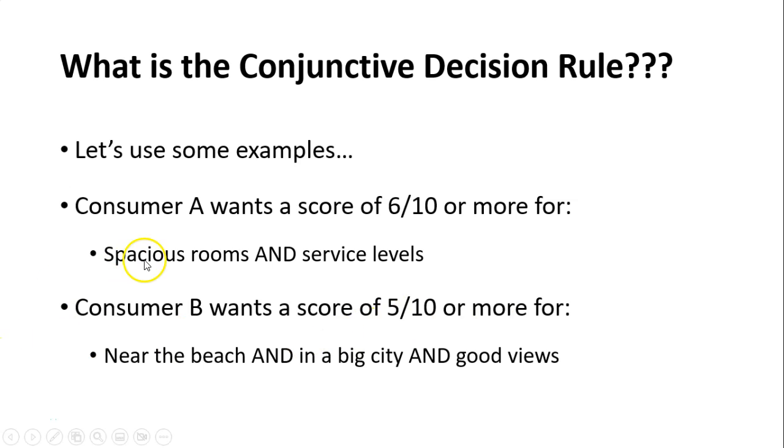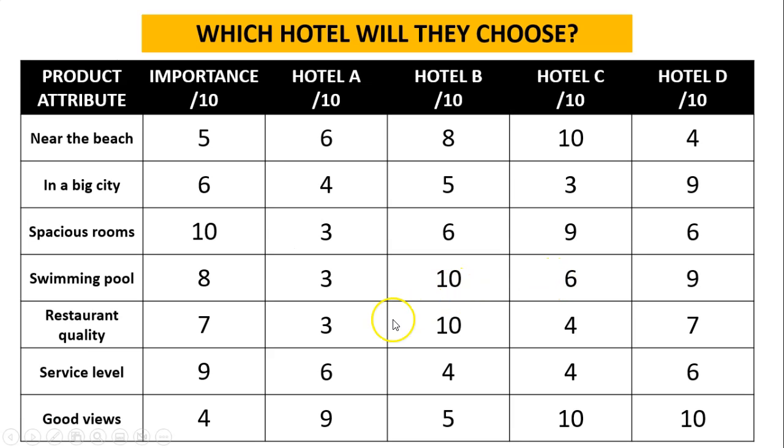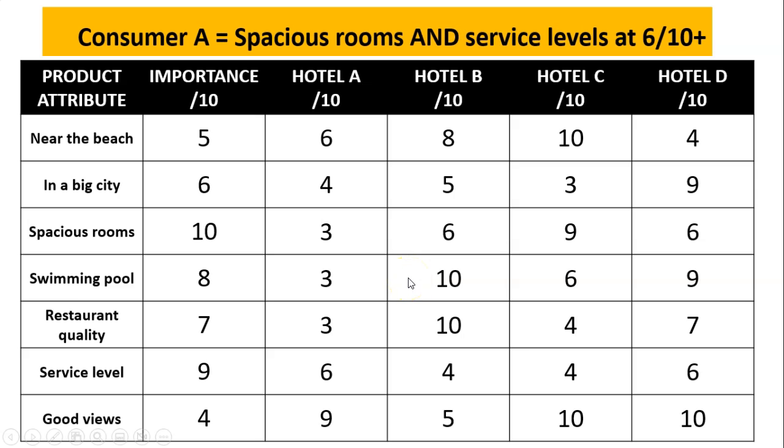Okay, so to work through it, we're going to use 2 examples. Consumer A is interested in spacious rooms and service levels of the hotel, and they want a score of 6 or more for both. So you can see the word "and" there. And consumer B is happier with just 5 out of 10, but they want 3 attributes to be in play: near the beach, in a big city, and good views.